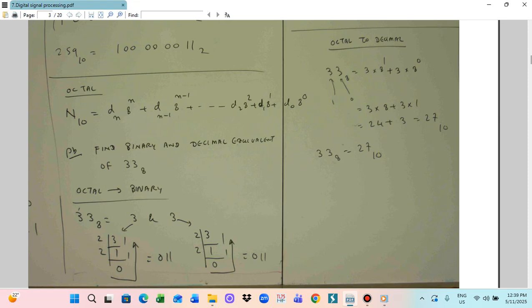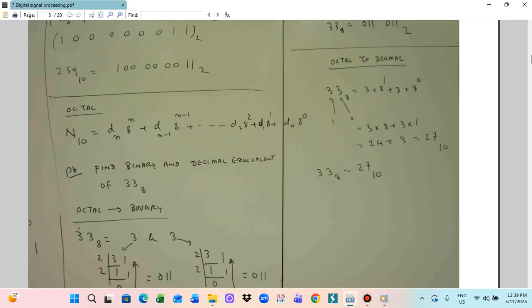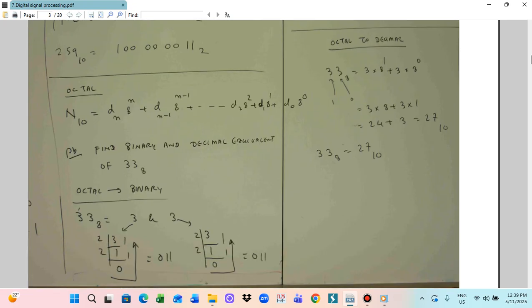And then the 3 is divided by 2. So the first 3 divided by 2: result 1, remainder 1. Then 1 divided by 2: no result, remainder 1. Then you write from here to here, so there will be 0, 1, 1.